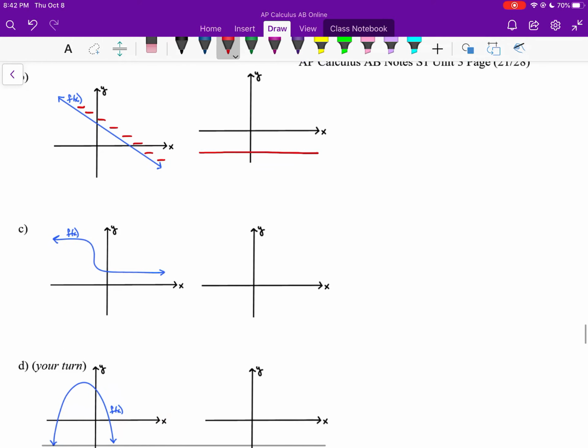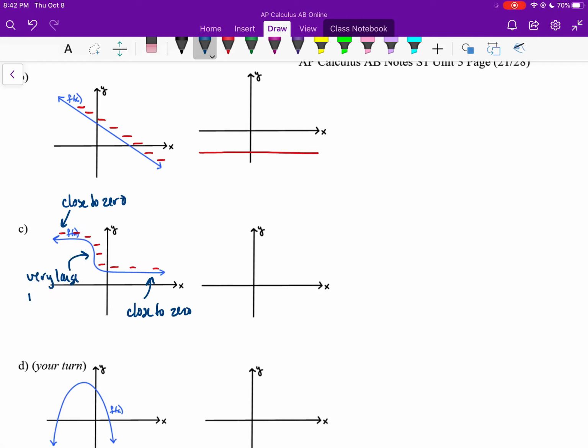The next one over here, again, we have a derivative. The derivative is going to be negative in all of these regions. But over here, close to this edge, it's going to be close to 0. And over here, it's going to be also close to 0. When you get over here into this region, it's going to be a very large magnitude negative number.